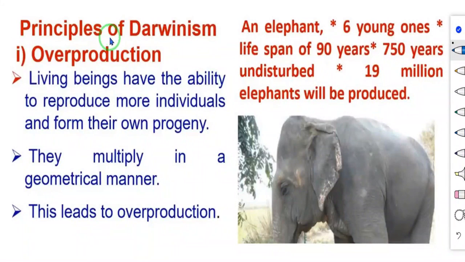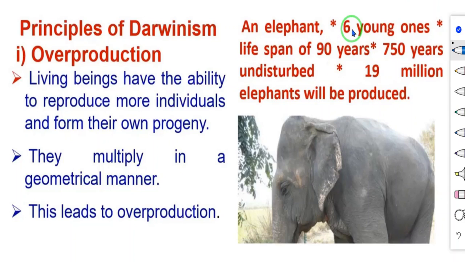Principles of Darwinism. First point is overproduction. Living beings have the ability to reproduce more individuals and form their own progeny. So all the living beings have the ability to produce their young ones. They multiply in a geometrical manner. Example, elephant. Elephant's lifespan is 90 years. After 40 years only it can start to produce young ones. In the elephant's lifespan, it can produce 6 young ones.